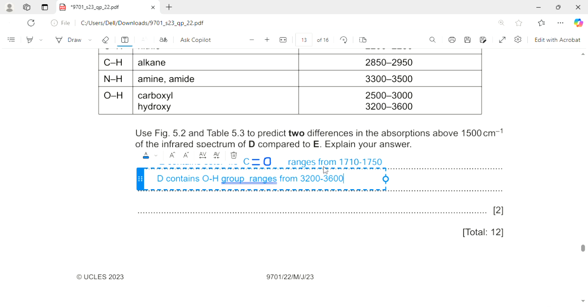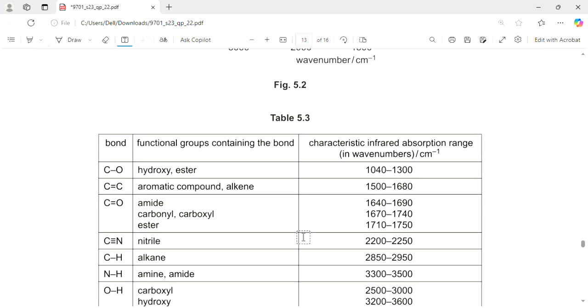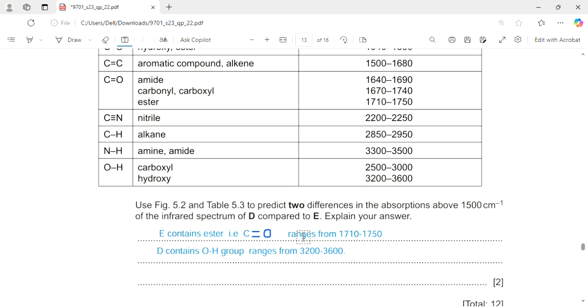So we have finished question number 5. We have no more questions left. Here we are done with the May/June 2023 Chemistry AS and A level Paper 22.